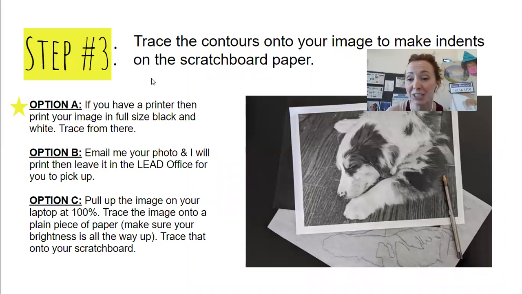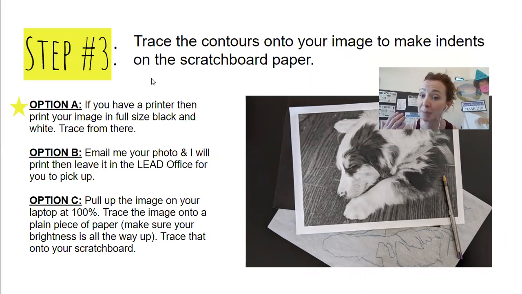All right, so once you have your image picked out, that brings us to step number 3. So for step 3, you are going to trace your animal, trace the contours onto the Scratchboard to make those indents very lightly so that you can then start scratching and see where those contours are. Now, ideally, you will have a printer where you can print off your image in black and white like you see I've done here. And let me grab mine.